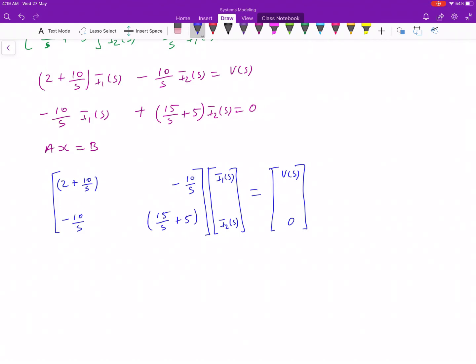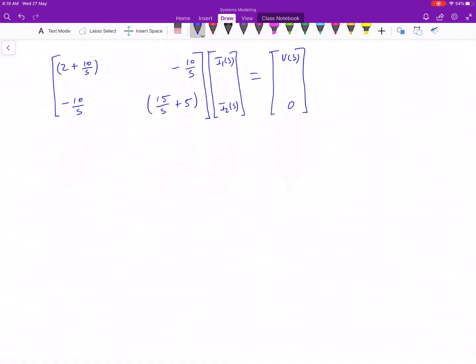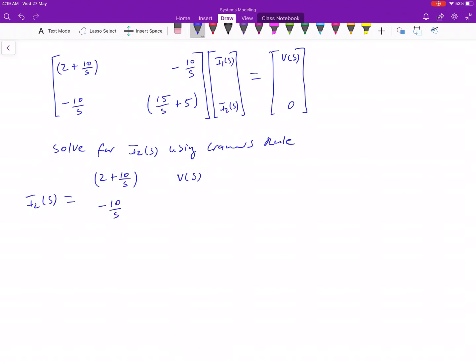Applying the Cramer's rule, we want to solve for I2, so solve for I2 using Cramer's. So I2 of S is equal to, you take the determinant of 2 plus 10 over S, and your V of S, minus 10 over S and 0, over the determinant of 2 plus 10 over S, minus 10 over S, minus 10 over S, and here we have 15 over S plus 5.